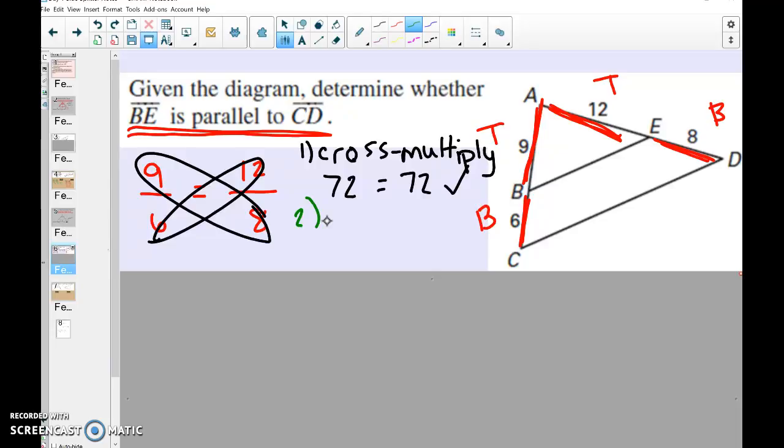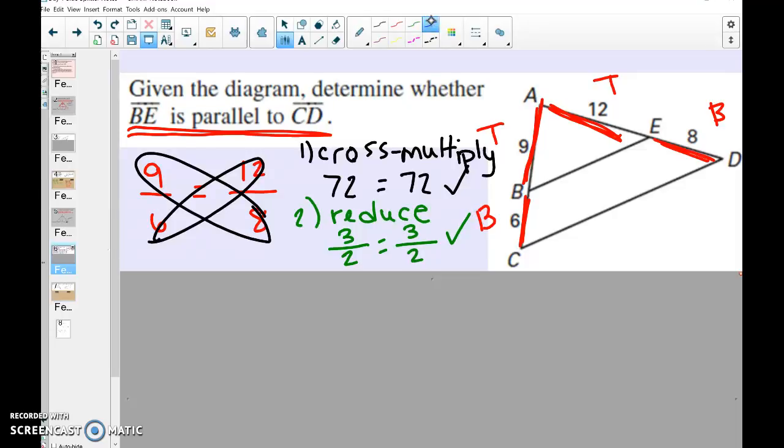Second way I can think of, maybe you thought of it in your head, is you can reduce. Just simplify the fractions. If they simplify to the same answer, awesome. That means it's also proportional. Well, 9 over 6, I can divide both of those by 3. So I get 3 over 2. And 12 and 8, I can divide both of those by 4. So 12 divided by 4 is 3. And 8 divided by 4 is 2. Awesome, I get the same reduced fraction. Again, tells me it's parallel, it's proportional.